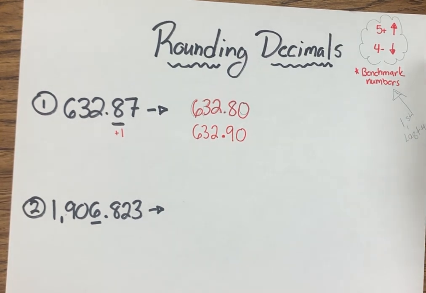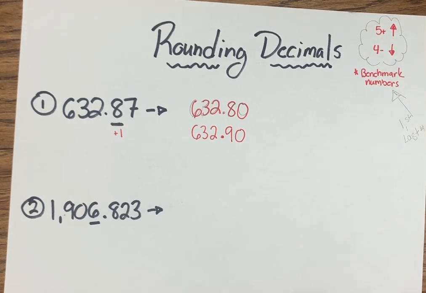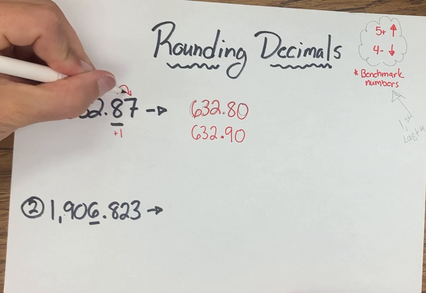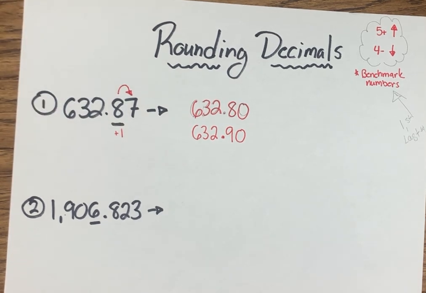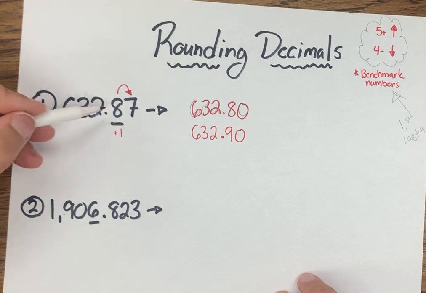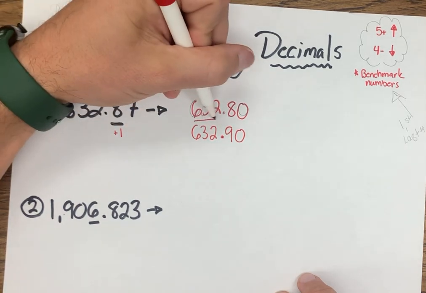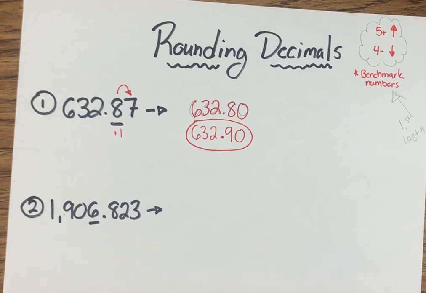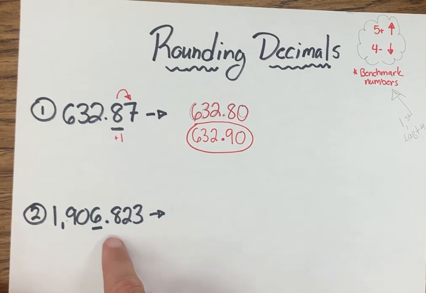Now this is where, whenever teachers say 5 or more go up, 4 or less go down, this comes into play. You look at the number next to the place value you're rounding, and if it is 5 or more, you're going to choose the bigger number. If it is 4 or less, you're going to choose the smaller number. Since it is 5 or greater, being a 7, I'm going to circle this, because this is what it rounds to.